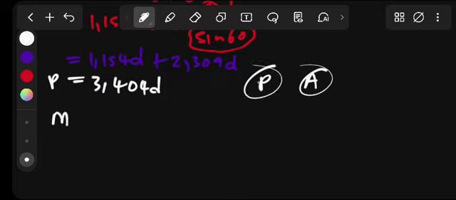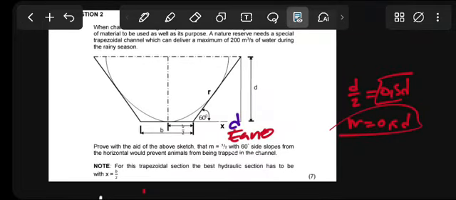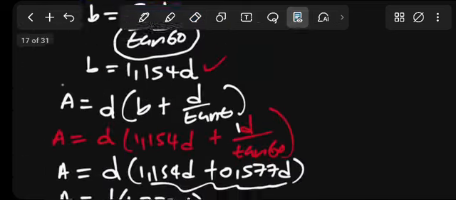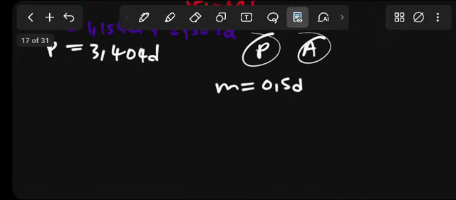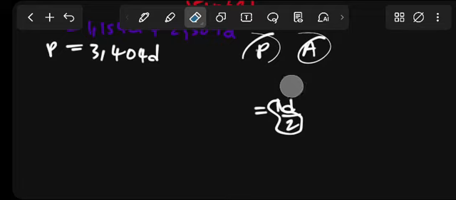Now they said we should prove the mean depth. They said we should prove that M is equals to 0.5 D, like that. From here, prove that M is equals to D over 2. Guys, D over 2 is the same as 1 over 2 times D. Remember, just punch that. If you do 1 over 2, that is 0.5. So this is one and the same thing.